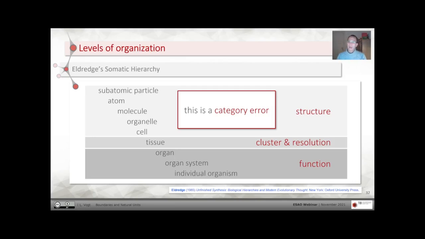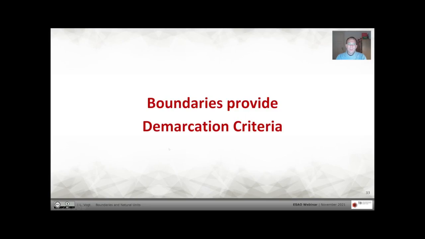And that results in a category error, because, just as an example, if we take an individual single cell, like a bacterium, that would be an individual organism, but at the same time also a cell. So it would be situated in 2 different layers or levels at the same time, and that doesn't make sense. So an alternative is to look at boundaries and how boundaries can provide demarcation criteria.